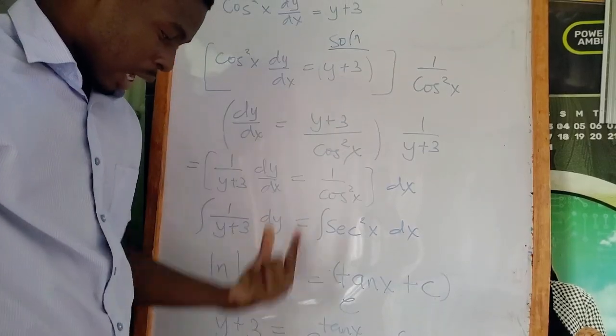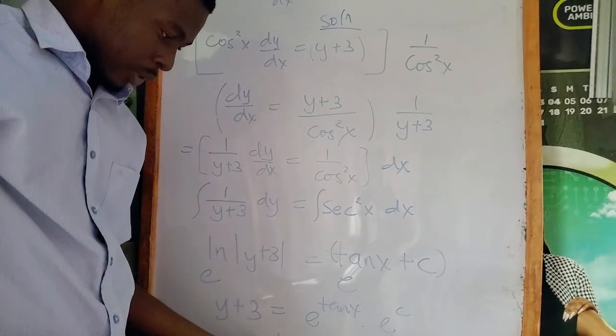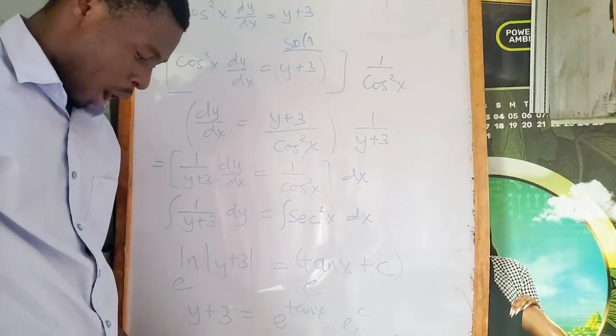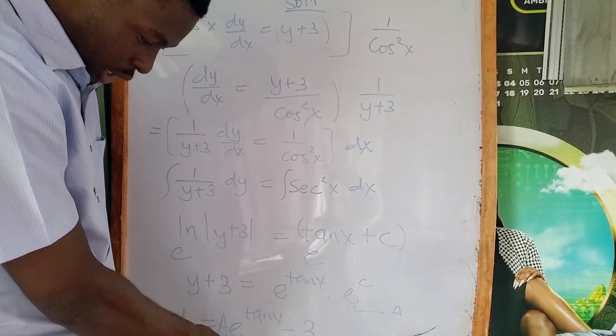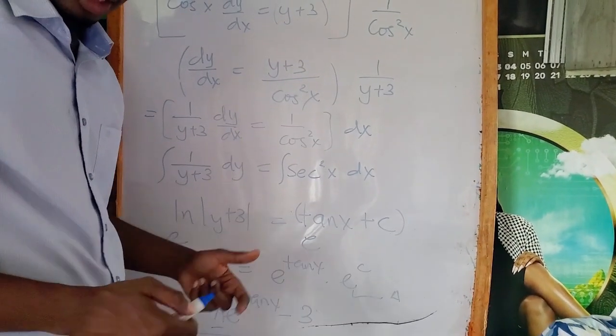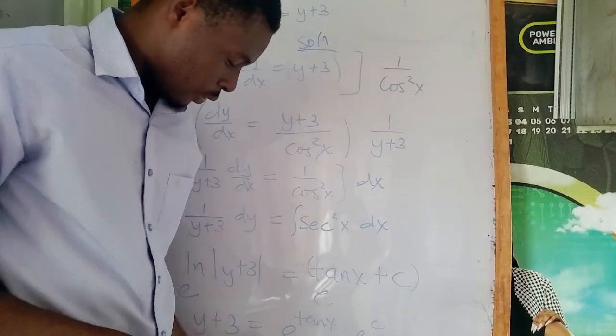differential equation, and as you can see, this right here is the general solution. Why? Because we have the presence of an arbitrary constant. That will be for this question.